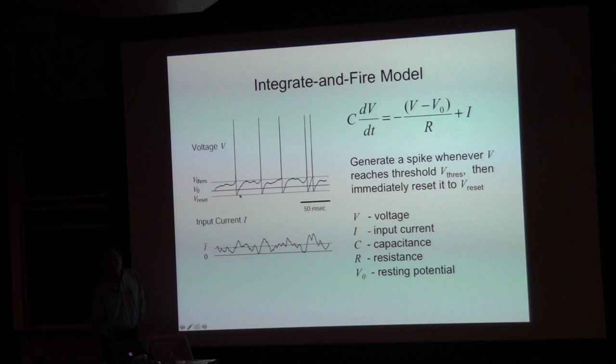This is the only part that's nonlinear. Once you have the spike, you go back to the equation again. Starting from reset, you follow this equation again and do the same thing. Once you reach the threshold, you do a spike. So this is a very simple model.